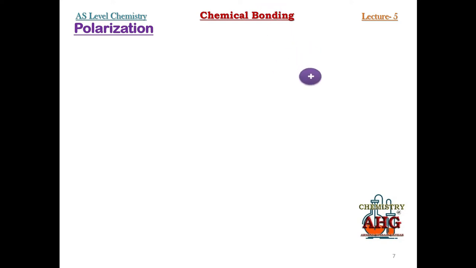Positive ions, they are always smaller than their respective atoms. Why is a positive ion smaller than its respective atom? Because during loss of electron, one complete shell is removed.